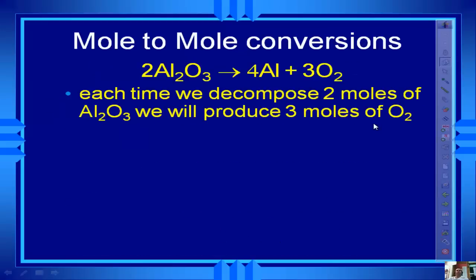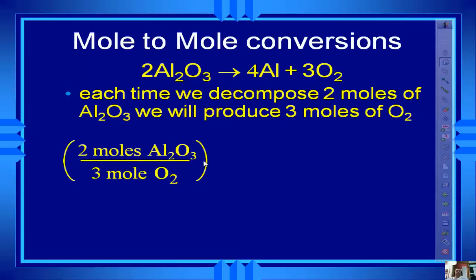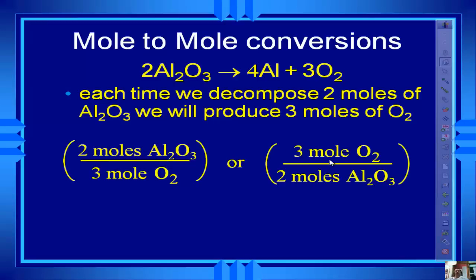Mol-to-mol conversions. If I look at this equation here, 2Al2O3 decomposes into 4Al plus 3O2. Each time we decompose 2 moles of Al2O3, we're going to produce 3 moles of O2. 2 of these will produce 3 of those. So the first mole ratio that we can have is 2 moles of Al2O3 over 3 moles of O2. Or we can have this, 3 moles of O2 over 2 moles of Al2O3.